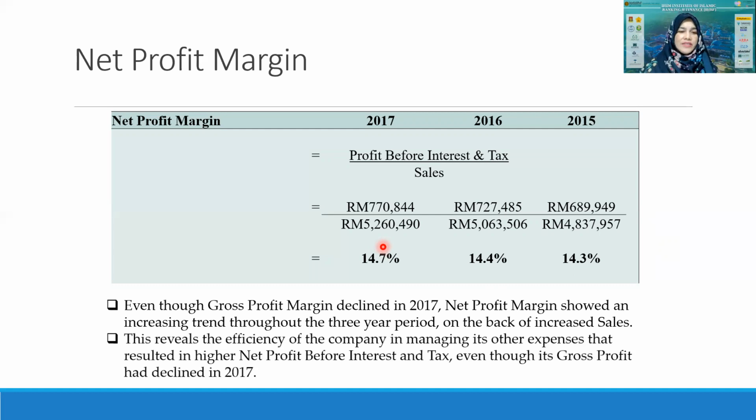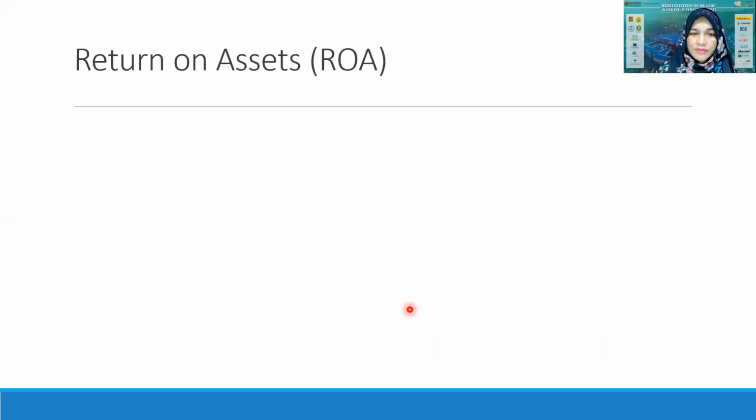Okay, this reveals the efficiency of the company in managing its other expenses that resulted in higher net profit before interest and tax, even though its gross profit declined. I showed you that the gross profit margin declined in the year 2017. However, the net profit margin for the year 2017 still increased. So it shows that the company is efficient in managing the other types of expenditure.